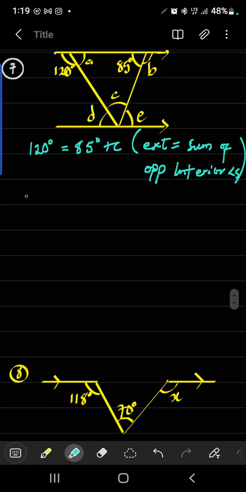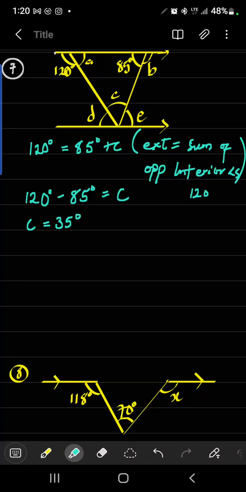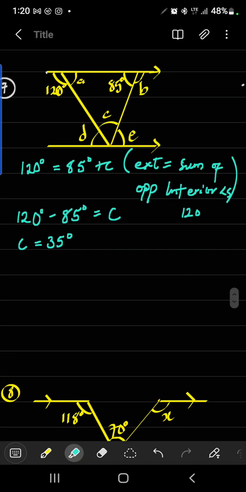So you now write 120. You must write the reason. It is very important. Exterior angle equals sum of opposite interior angles. You can write it in full. I just shortened it. So that is 120 degrees minus 85 degrees equals C. So C is what? What is 120 minus 85 degrees? That is actually 35, right? So good. So angle C is 35 degrees.